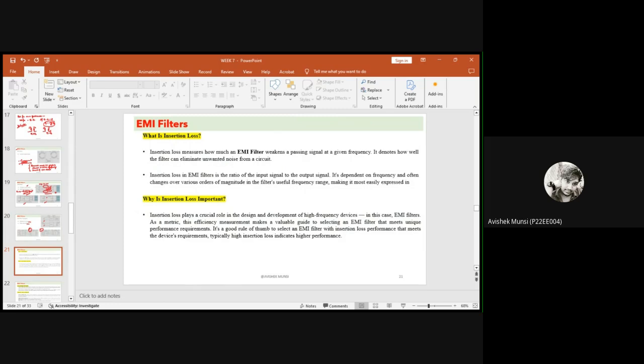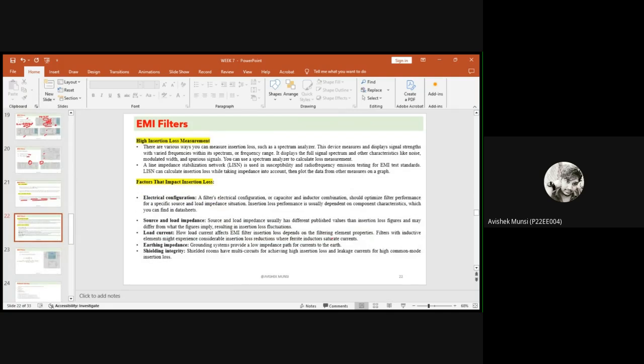As I said, there is a good rule of thumb to select an EMI filter by its insertion loss, so that it meets the device requirement. Typically, higher insertion loss indicates higher performance. So if you're choosing an EMI filter, this is the thumb rule: choose one with higher insertion loss. It will indicate that it will perform better than a lower insertion loss filter.